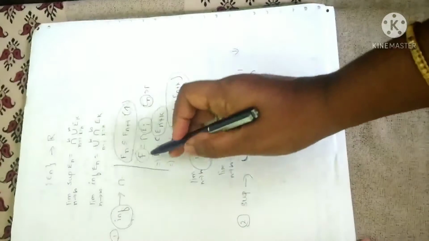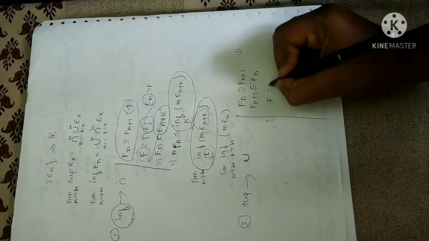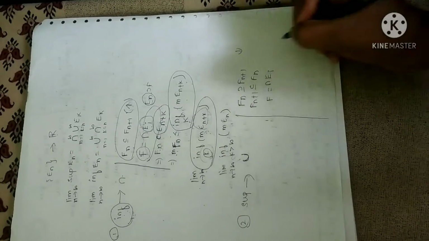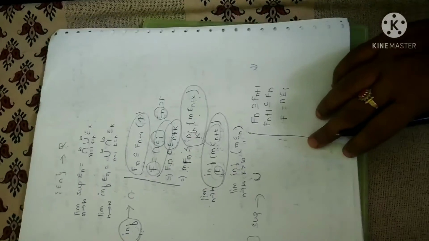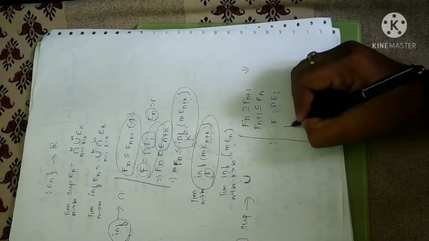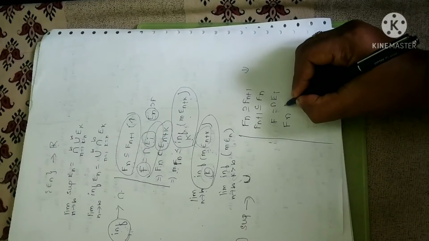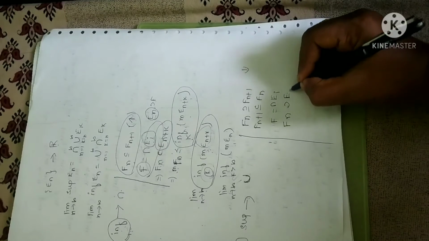Fine. Further, if you are going to assume this condition, that is, if you are going to take F as the intersection of all the sets, then as per this condition, I can write that all Fn's will be contained in En plus k.